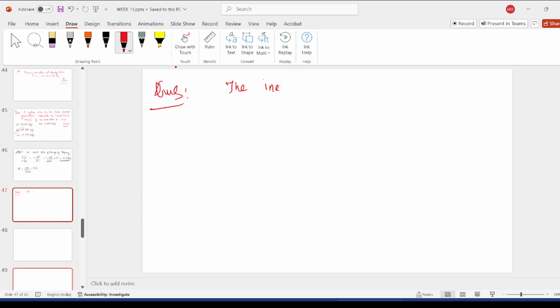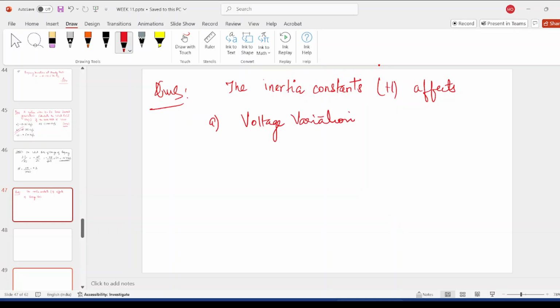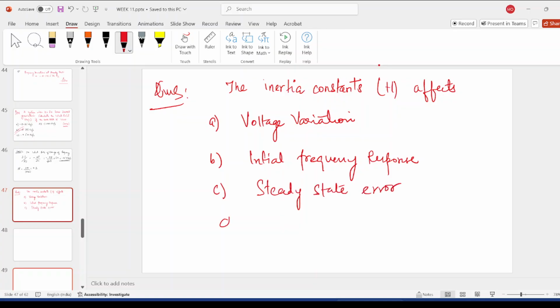The inertia constant H affects: A, voltage variation; B, initial frequency response; C, steady state error; D, governor speed.